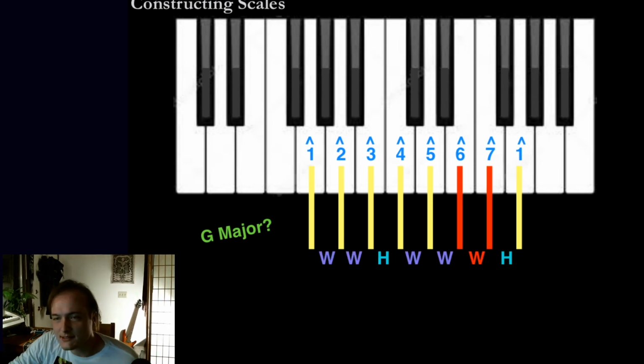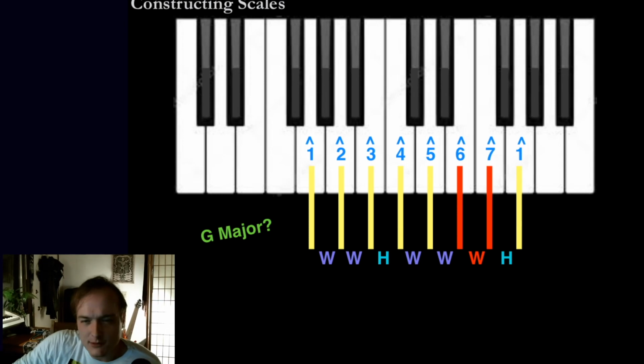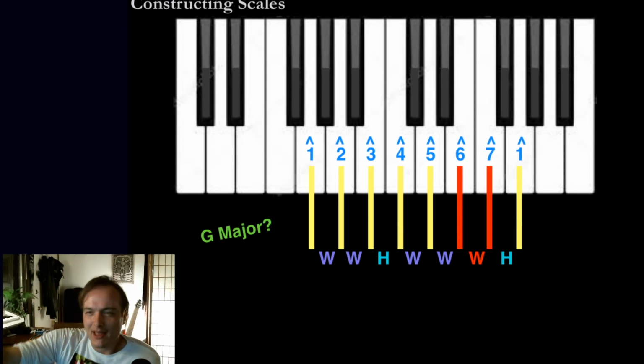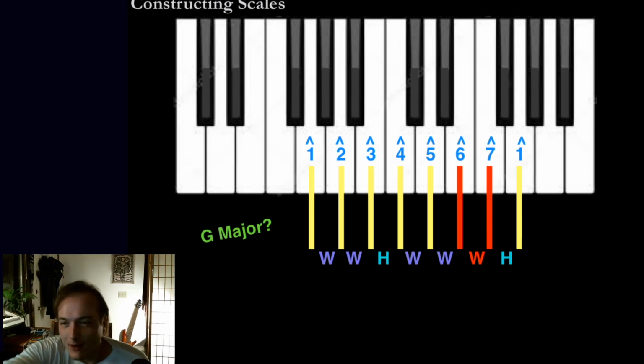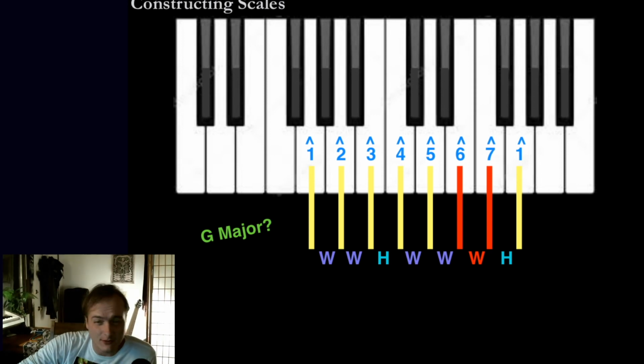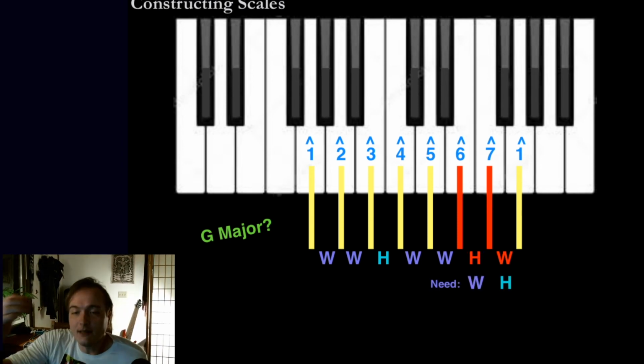Okay, now we can start to recognize this when we apply the half step and whole step pattern. Whole, whole, half, whole, whole, whole, half. Whoa, check it out. Right there at the end, I've marked it in red because there's a problem. Right where we need a whole step is actually right now a half step between 6 and 7. And where we need a half step between 7 and 8, or 7 and 1, right now we have a whole step. So the half step is also wrong. So we need a whole and a half there, but they're flipped, they're reversed.